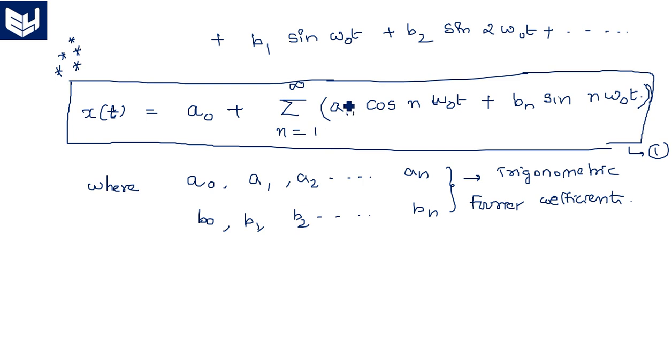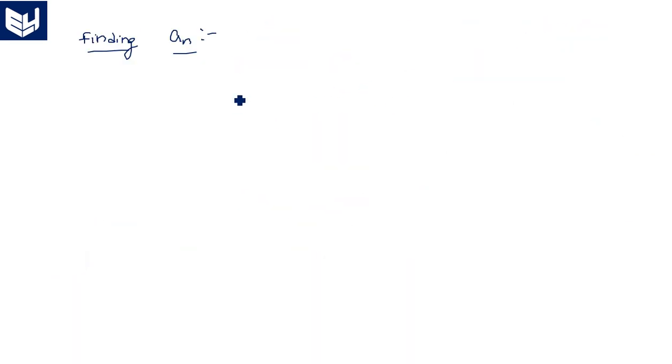So whenever you want to find out a n, you must multiply this entire equation with the cos. If you want to find b n, you have to multiply this entire equation 1 with sine. So whichever coefficient you are evaluating, that term you are going to multiply. Okay, cos. So multiply equation 1 with cos m omega naught t, since n omega naught is already there in the equation. So we are taking cos m omega naught t on both sides.